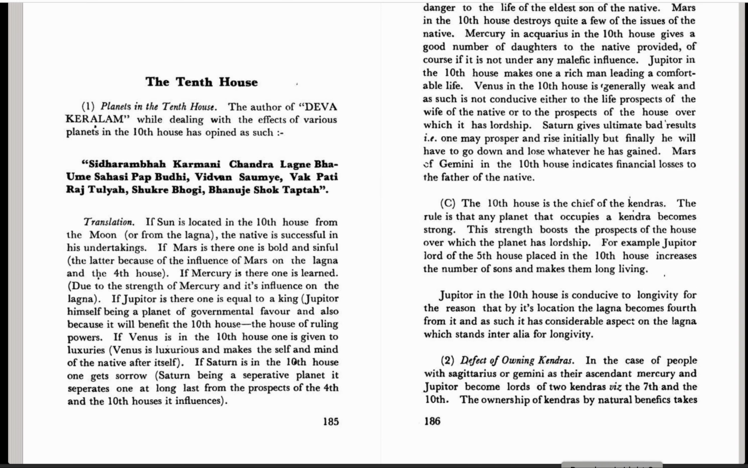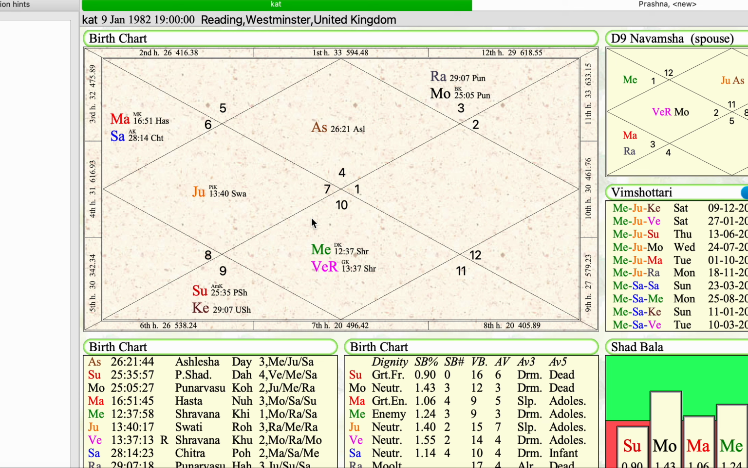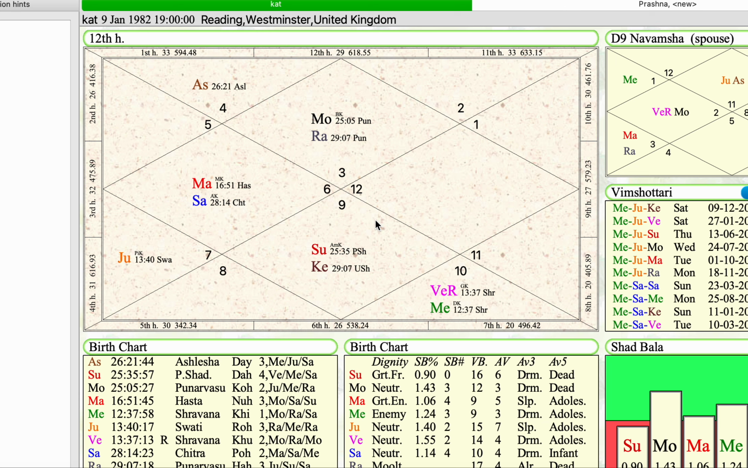So the thing is, a good planet should not own the kendras, or anyway a good planet should not own two kendras. For example, for Gemini, what the writer is saying is that Mercury owns two kendras. There is a term for this, I forgot it. I'll mention the term later.